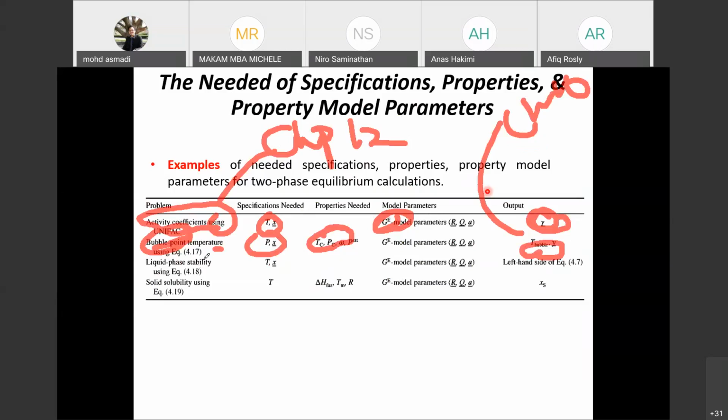This one I think is more to liquid and solid. I'm not sure about this one. But similarly also, I think heat of fusion and melting temperature. Melting temperature is related to solid as well as liquid, of course, rather than TB. TB is more to liquid and vapor. So this one, left hand side, equation 4.7. That means if you remember f theta, you have to use that equation so that you can calculate. And this one is the output.